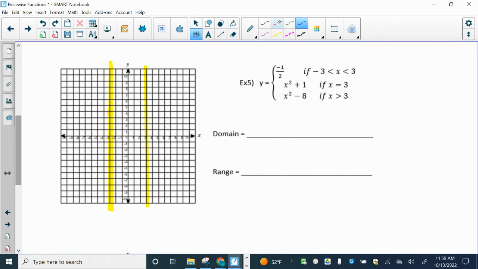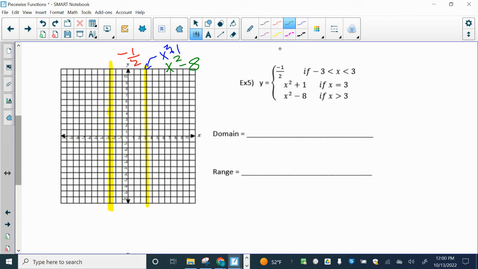Okay. So now let's label what we want to graph where. So it's saying between -3 and 3, we want to graph -1/2. So let's label the middle here as -1/2. Exactly when x is 3, so right at this value, we want to graph x squared plus 1. And then for all x values bigger than 3, so this portion further to the right, we want to graph x squared minus 8. All right, so let's start graphing.